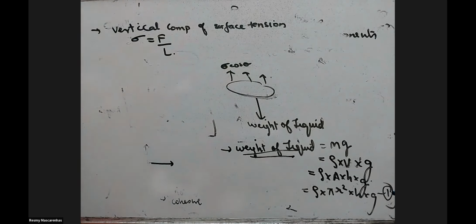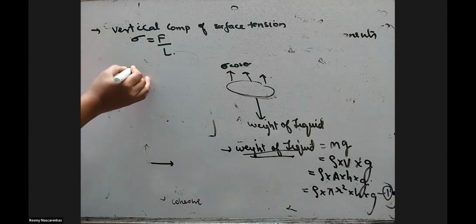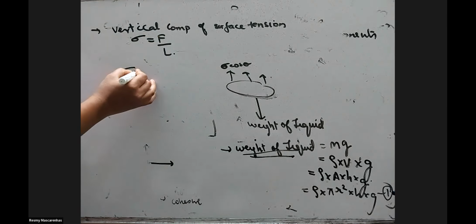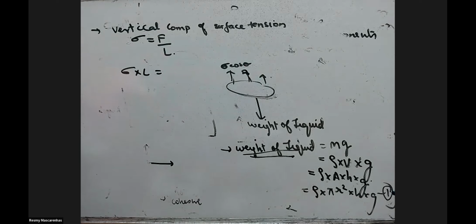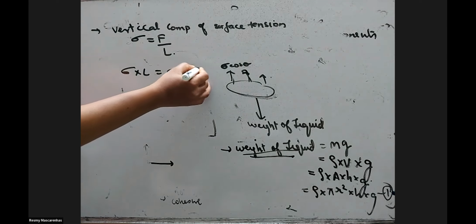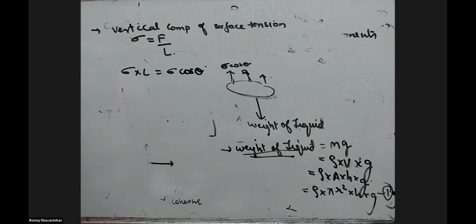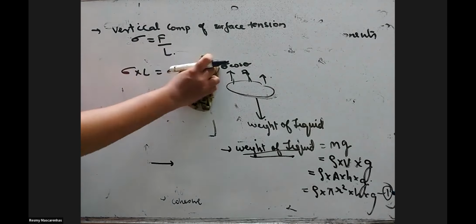Force acting per unit length. You know the definition of surface tension. It is nothing but the force acting per unit length. So what will be the force acting? Now what is the overall force in the vertical direction? That will be cos theta. Keep it as F first.